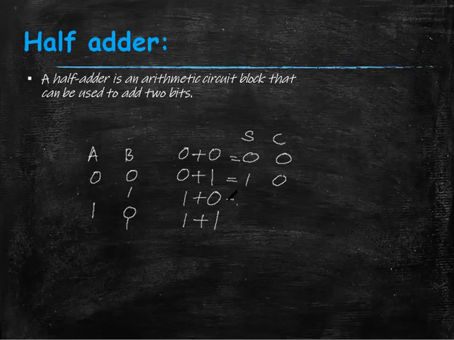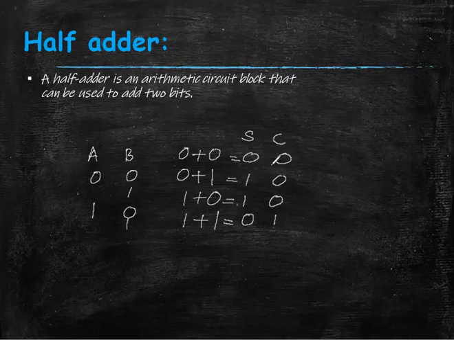Okay, then look here, when we add 1 with 0, the sum is 1 and carry is 0. And the last one is we add 1 with 1. What is the result? When we add 1 with 1, the sum must be equal to 0 and the carry must be equal to 1.